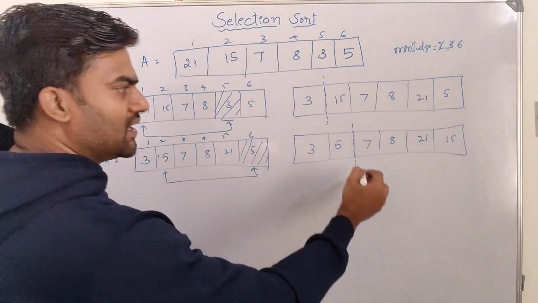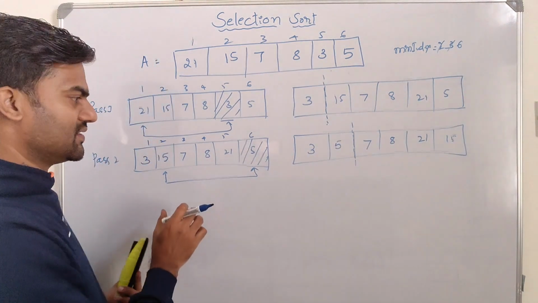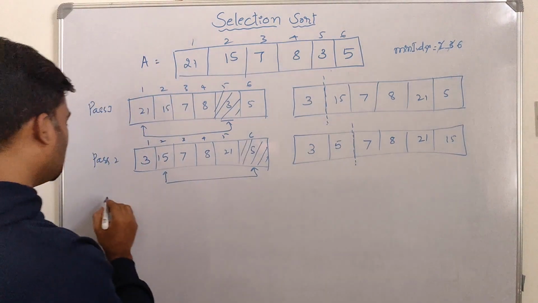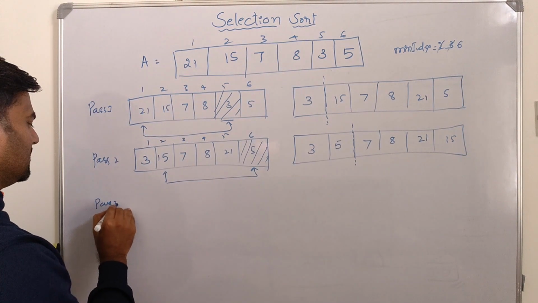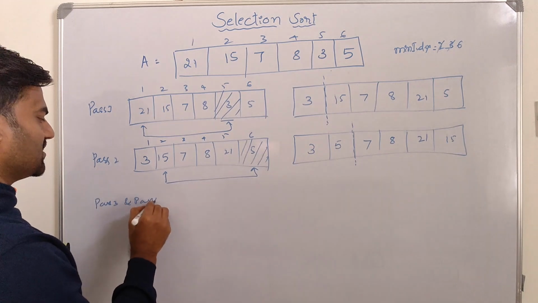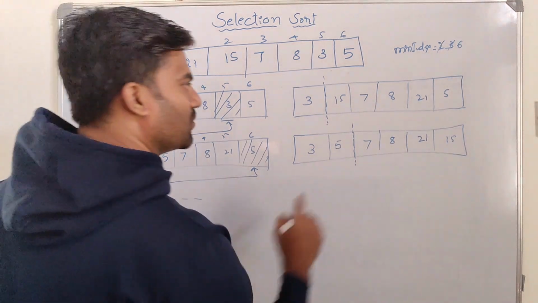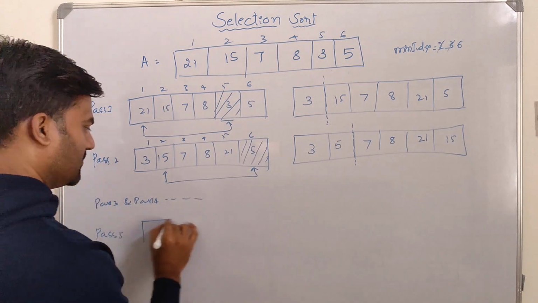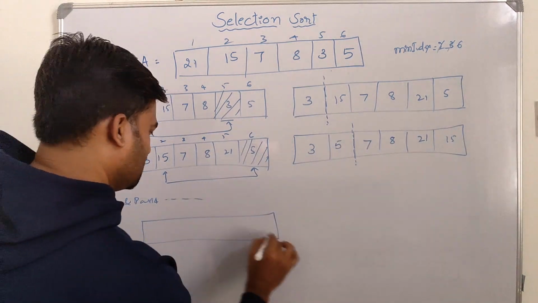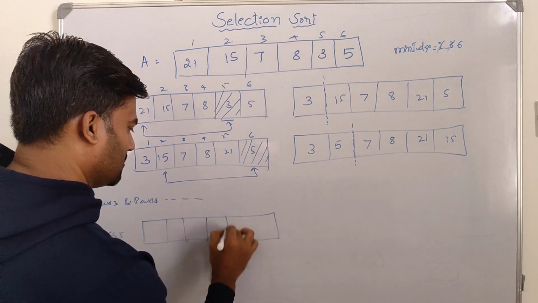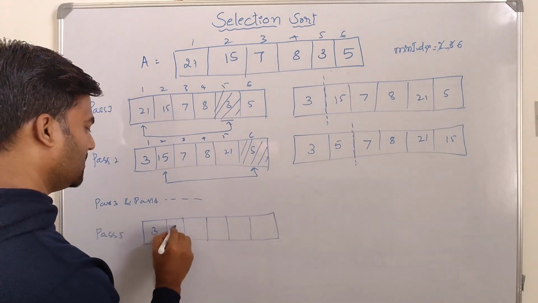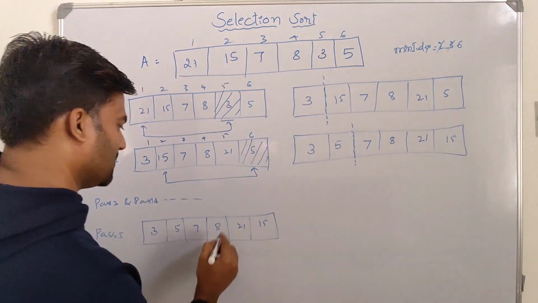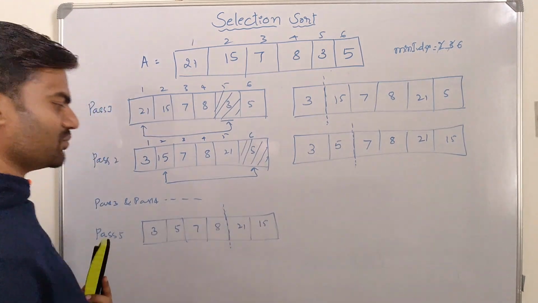So now I'll keep on doing. I mean for this example, I don't do it for 7 and 8 because they are already in their sorted position. So I'll skip pass 3 and pass 4. Then I'll directly go to pass 5. So now 3, 5, 7, 8, 21 and 15. So it is sorted till this position.